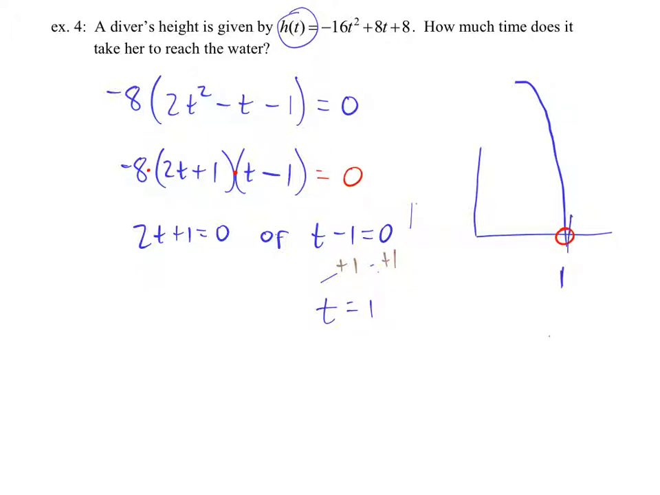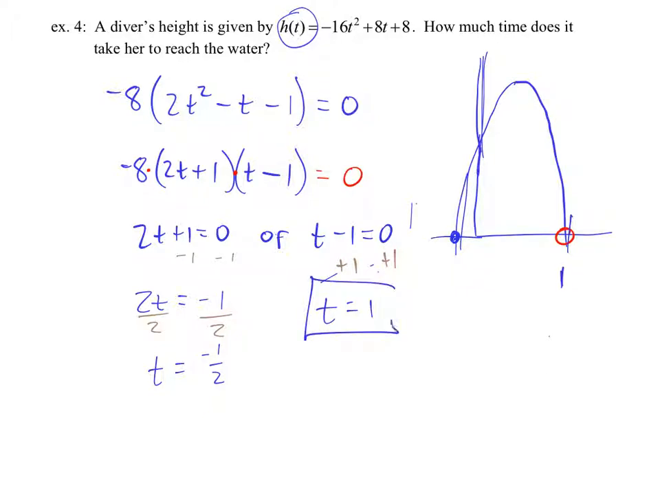We could go through and do the same thing on the other side. Minus 1, 2t equals negative 1. Divide by 2, divide by 2. T equals negative 1/2. That was the other side of the parabola, what she would have had right there before she took off. So that was the extraneous one, the one that didn't make any sense. So t equals 1. She hits the water at 1 second.